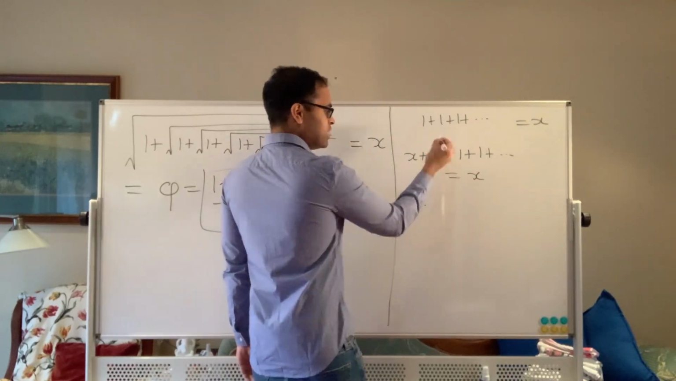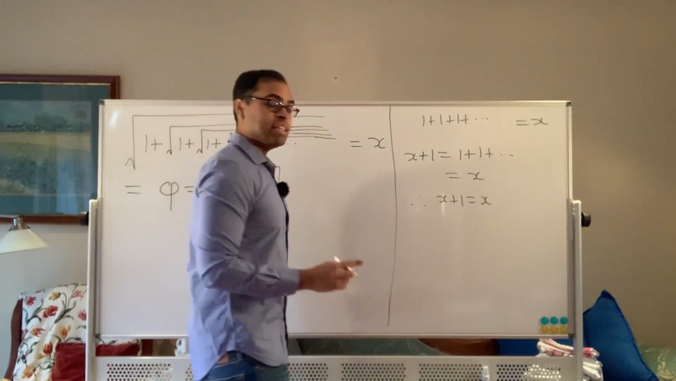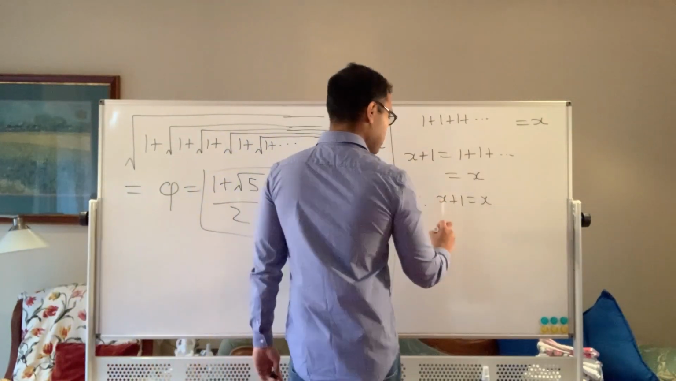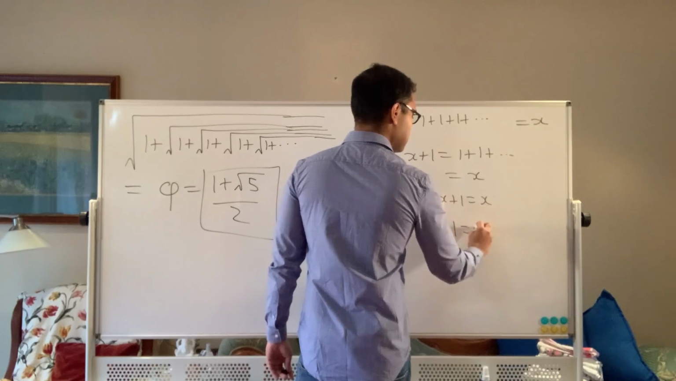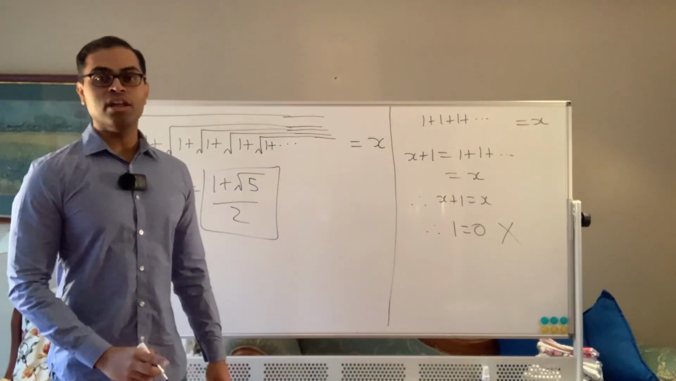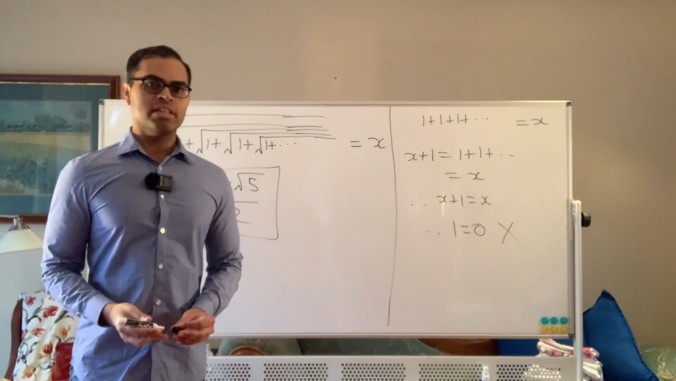However, if we now say that x plus 1 is x, and we cancel x off on both sides, trying to solve an equation, we're going to get that 1 is equal to 0. So this is like one of those false proofs. There are lots of them out there. Why is 1 equal to 0? That means you've done something wrong at some point.